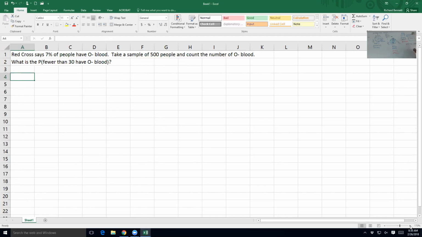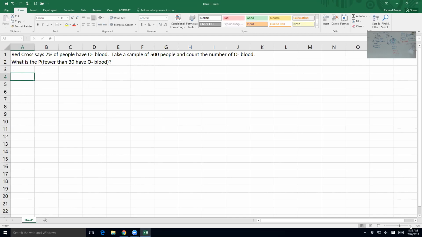The idea here is I've got some sort of binomial distribution, and it's going to have a lot more bars than I just drew on the board. If I want fewer than 30, well, that's 29 or less, right? So I want all this area here. Obviously, I should have 30 bars there, but I only drew 7.